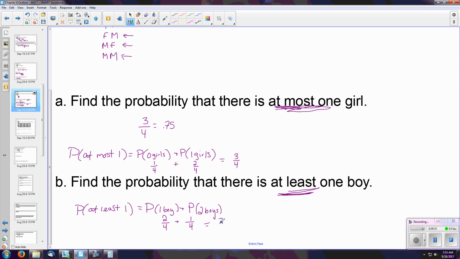So you'll notice here it's not a coincidence that we get the same answer we did in the first one, because these two things are actually interchangeable: at most one girl and at least one boy. That's not something you have to recognize, but you should recognize that these aren't necessarily coincidence. As you practice these, you'll begin to get more comfortable with them.